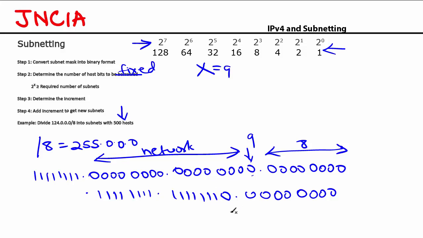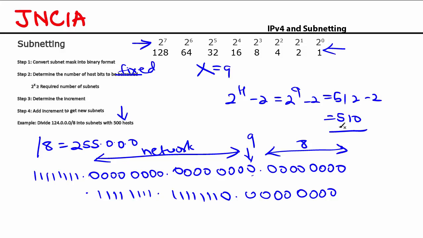We now have 9 bits in the new subnet mask reserved for host bits. And now if we calculate using the formula, the total number of host addresses would be 2 power h minus 2. We have 9 bits as the host bits, that would be 2 power 9 minus 2, 512 minus 2, 510 host addresses per subnet, and that's exactly what we're looking for.